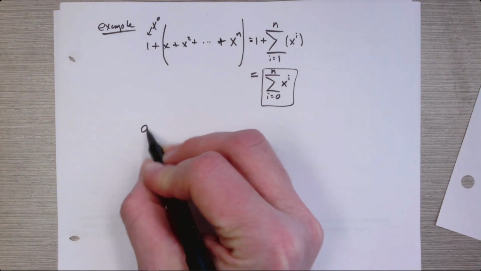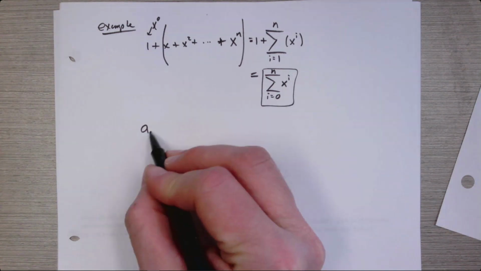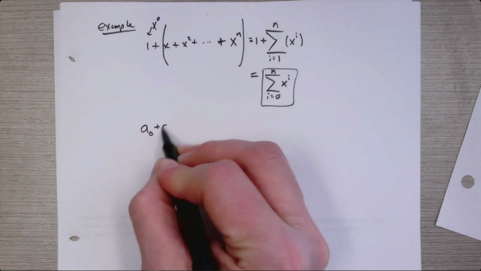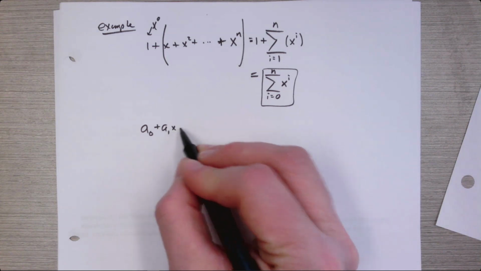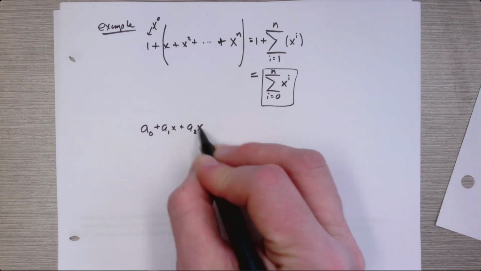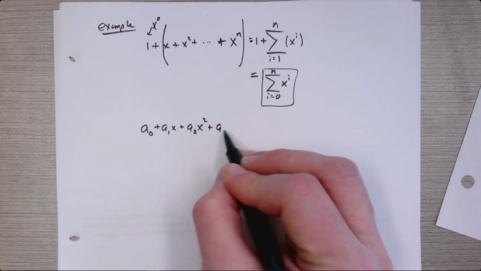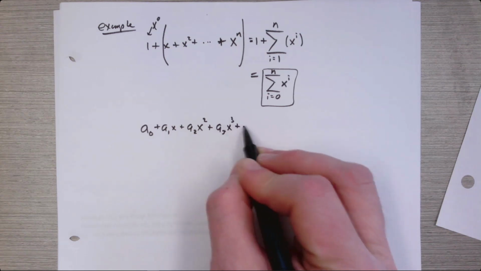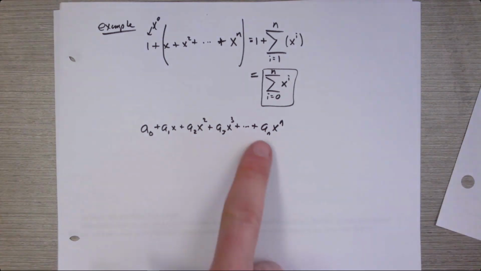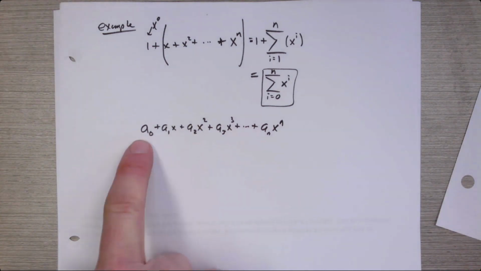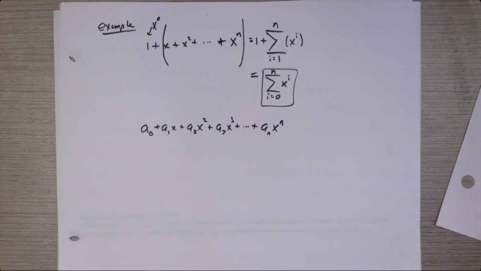You could say the constant term is going to be a subscript 0, and then a subscript 1 is some other number times x, and then we'd have a subscript 2 x squared, and a subscript 3 x cubed, and so on, all the way up to a subscript n x to the n. So each of these different a variables is like a different number. That would be a different coefficient for that power of x.